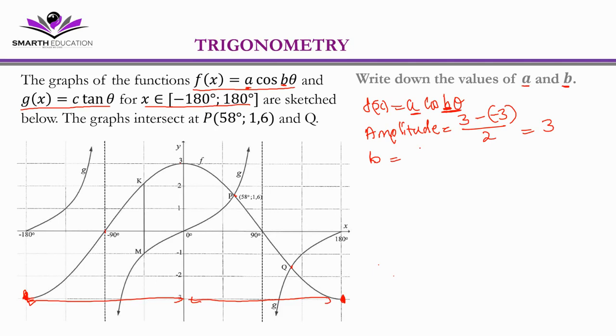B is equal to 360 degrees divided by the period. The period in this case is 360 degrees. So B is equal to 1. Okay, so B is equal to 1. We can say f of x is equal to 3 cos theta.